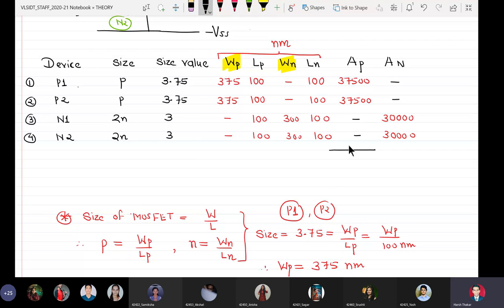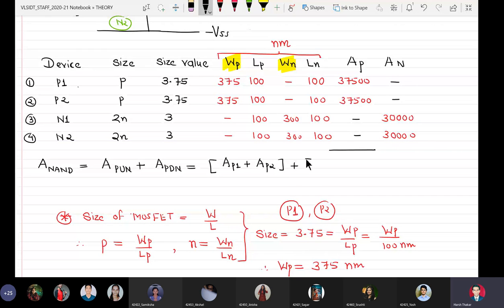The area of NAND gate is equal to area of pull-up network plus area of pull-down network, which is nothing but area of P1 plus area of P2 plus area of N1 plus area of N2. I think it is very easy. So it is 375 into 2 plus 300 into 2.